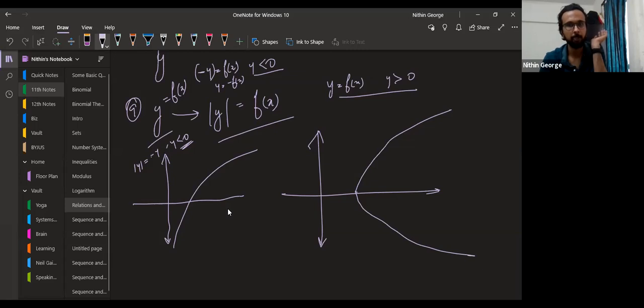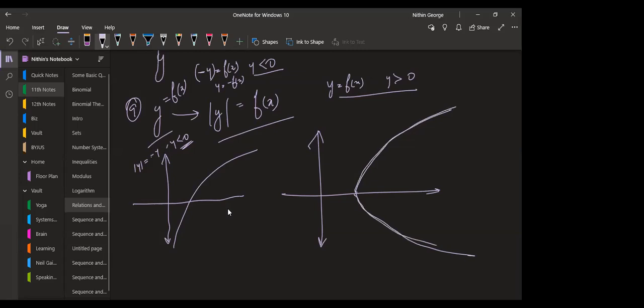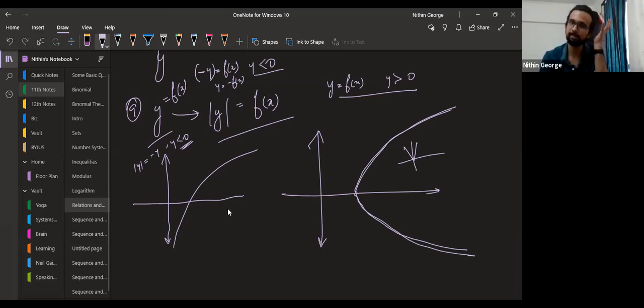Isn't this basically the mod function over a different point? Like we have that V graph centered at the origin, but this is just centered differently. Yes. Look at it that way. Absolutely.